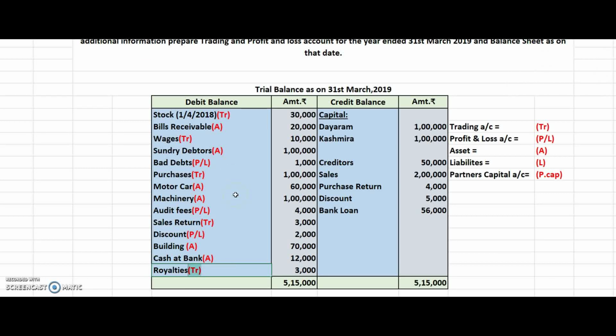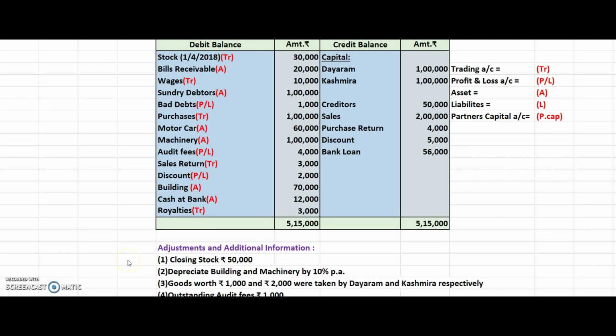So these are all your debit items which have been marked. Now we are going to start the credit side. Everything in the credit will be transferred either to trading credit, profit and loss credit, or the balance sheet liability side. The first item that you have is capital.